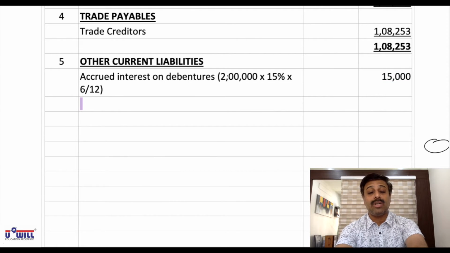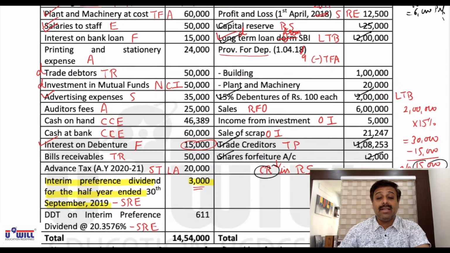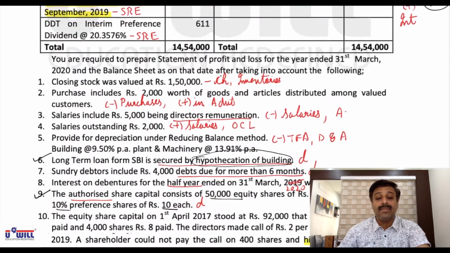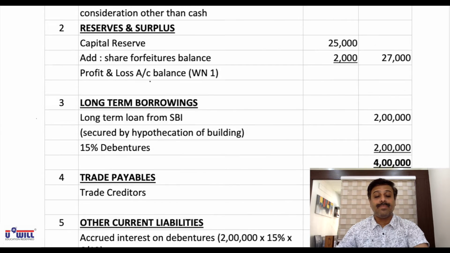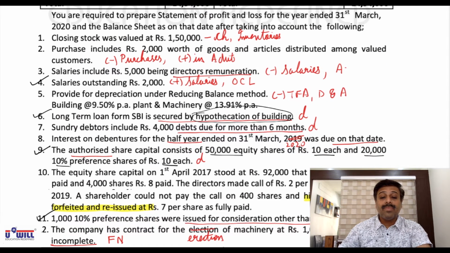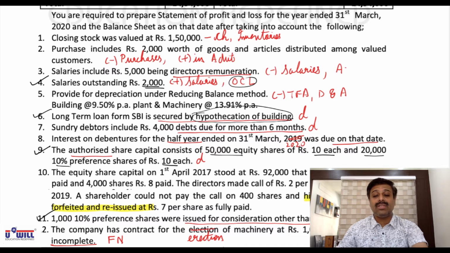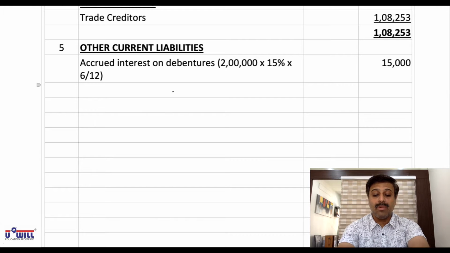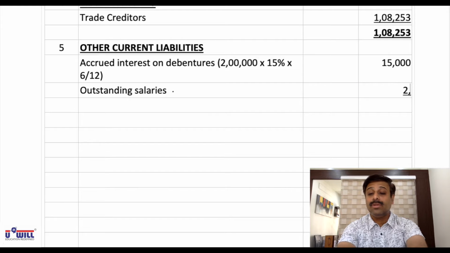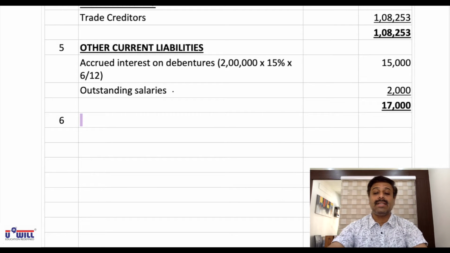Then after accrued interest on debentures, which is the other item marked as other current liability, in the trial balance we don't have any other. In adjustments, salaries. Salaries are marked as other current liabilities. Not the third adjustment, fourth adjustment. What is other current liability? 2,000 outstanding salaries. So total other current liabilities will come to 17,000. There is no other item marked as other current liabilities.